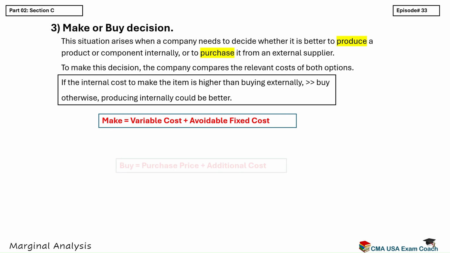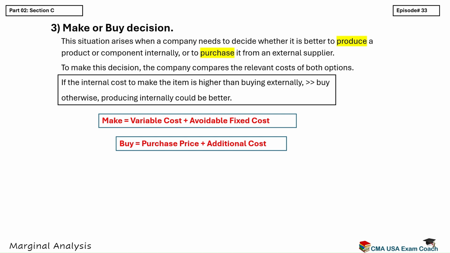On the other hand, the cost to buy the item externally includes purchase price plus any additional costs. The purchase price is the amount charged by the supplier for the item. The additional costs might be shipping fees, handling charges, or any other expenses directly related to purchasing. So, to make the best decision, management compares make equals variable cost plus avoidable fixed cost with buy equals purchase price plus additional cost. Whichever option has the lower total relevant cost is usually the better choice financially.